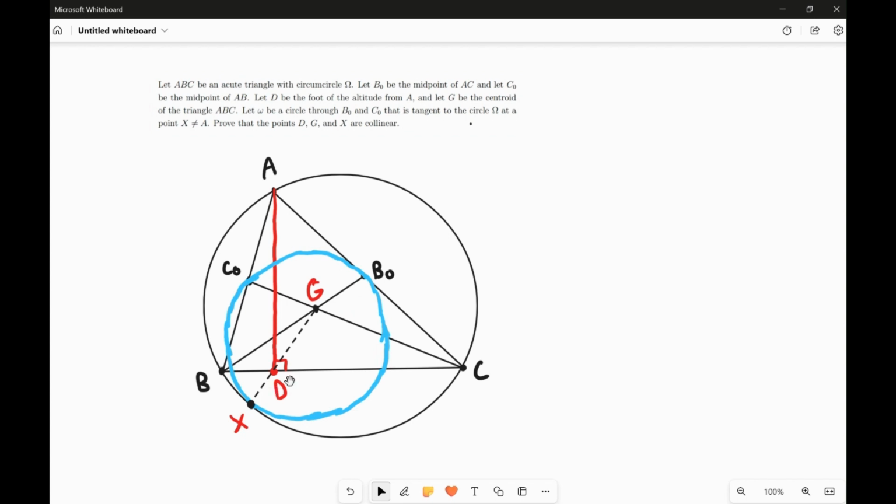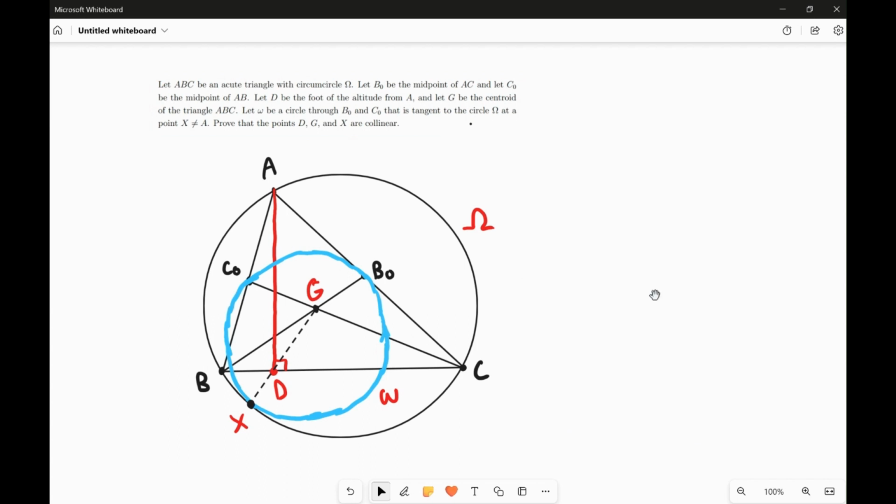And we construct a circle tangent to omega that passes through B0 and C0 and is tangent at a point X. And this is little omega, this is big omega. So let me go ahead and label that. And what we want to prove is that D, G, and X are collinear. They all lie on the same line.